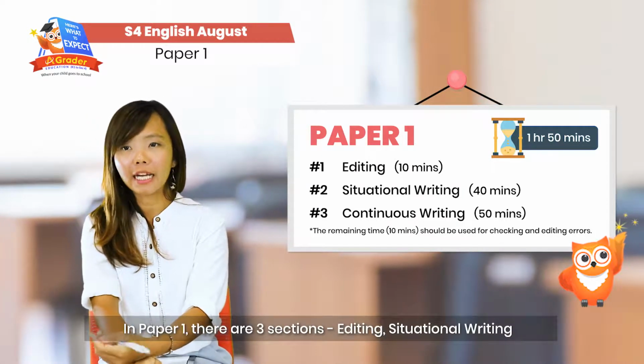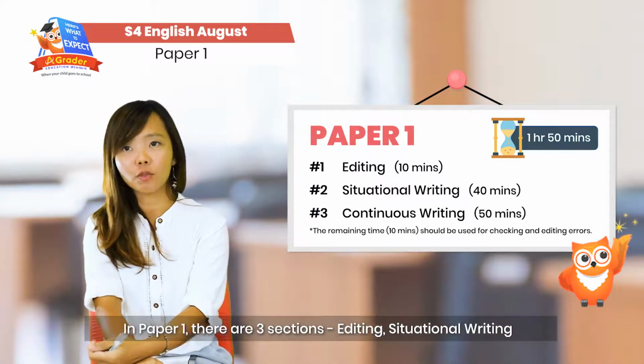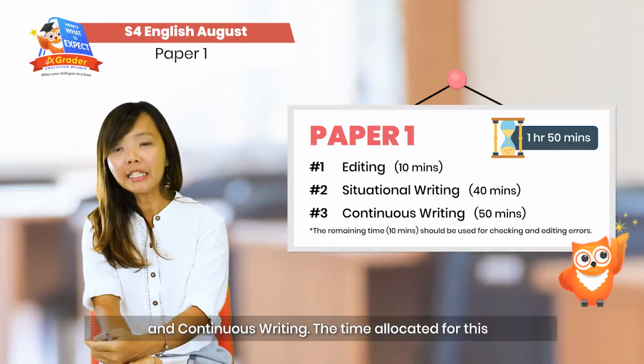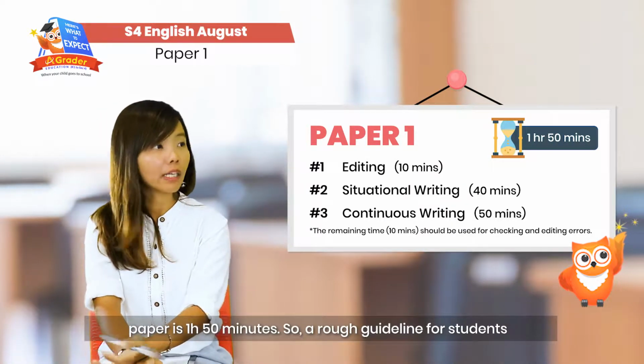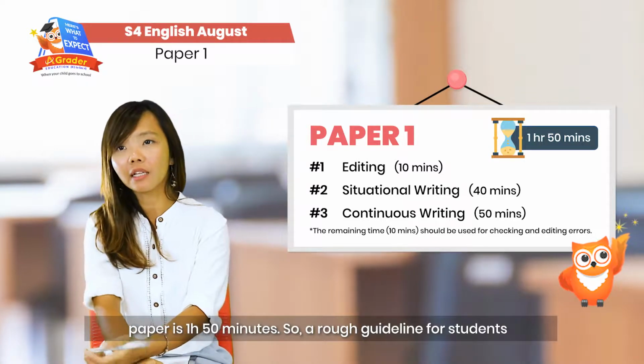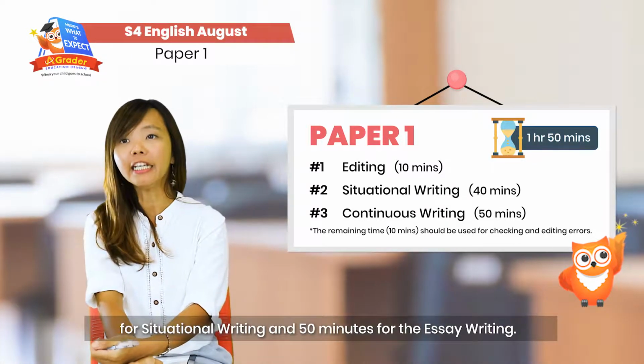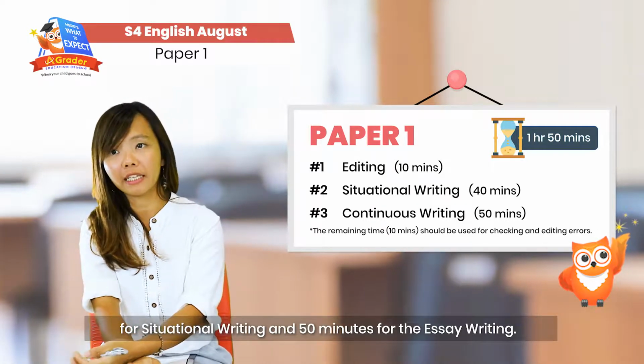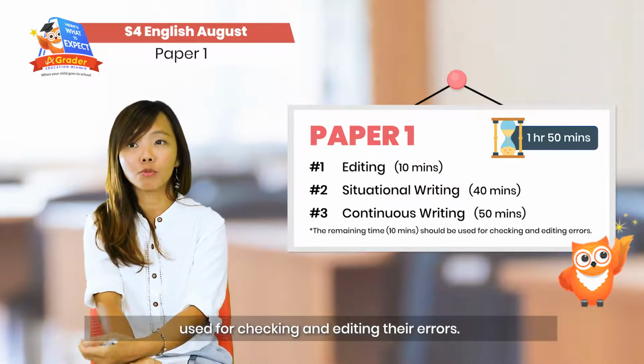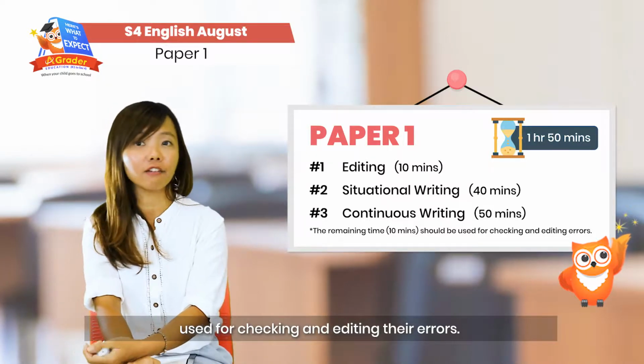So in Paper 1 there are actually 3 sections: the editing, situational writing and continuous writing. The time allocated for this paper is actually 1 hour and 50 minutes. So a rough guideline for students would be to take 10 minutes for editing, 40 minutes for situational writing and 50 minutes for the essay writing, after which the remaining time should be used for checking and editing their errors.